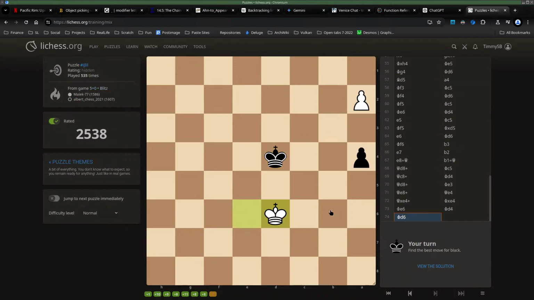Oh, wow. If I can't do this one. This is simple. This is just, what the fuck? What's the best move for black? Gotta be kidding me, man. Okay, and still it's not simple.